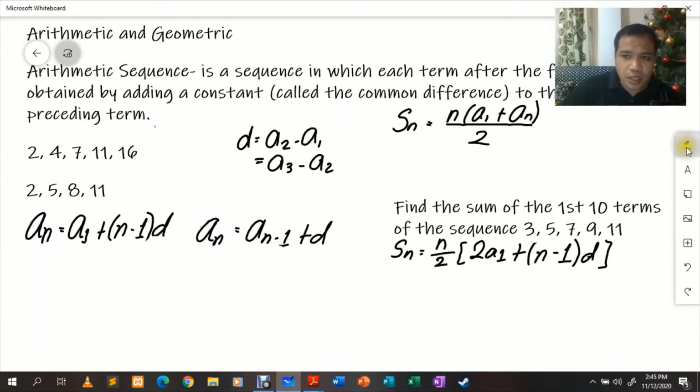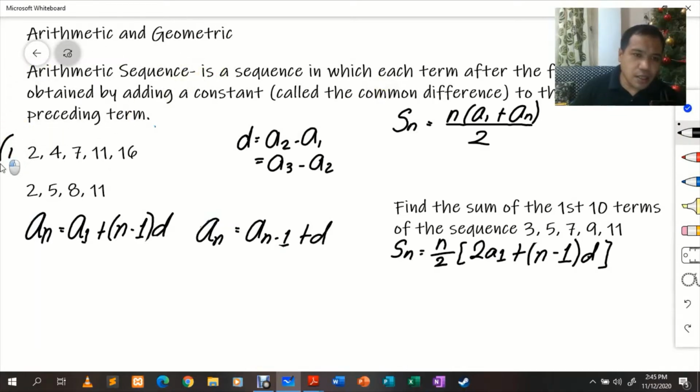So, let's try to check. In this example, 2, 4, 7, 11, and 16. Check natin kung arithmetic sequence siya. So, 2 para maging 4, we will add 2. 4 para maging 7, we will add 3. 7 para maging 11, we will add 4. And 11 to 16, we will add 5. So, this example is not an arithmetic sequence.